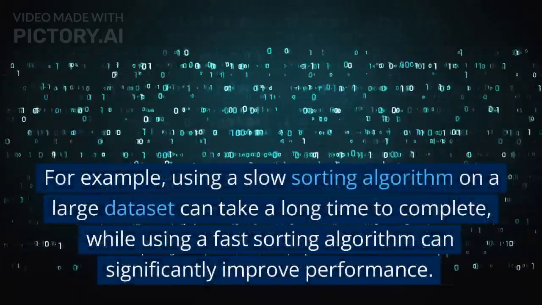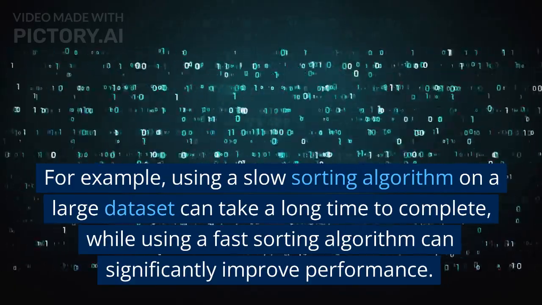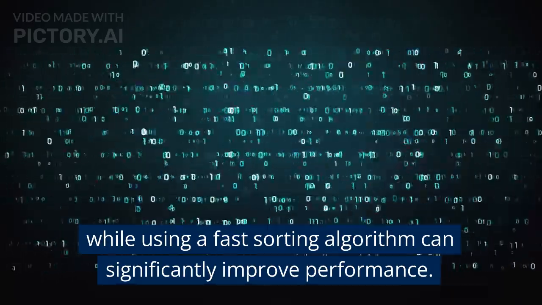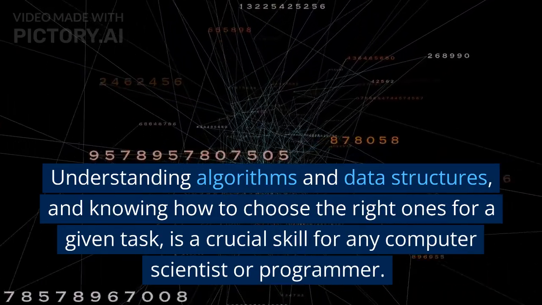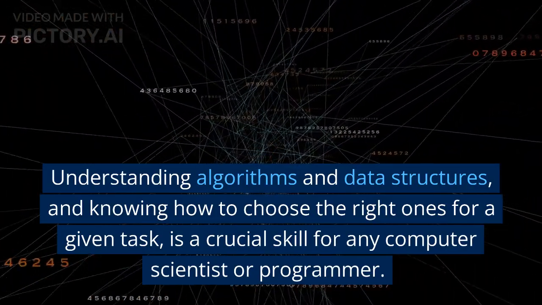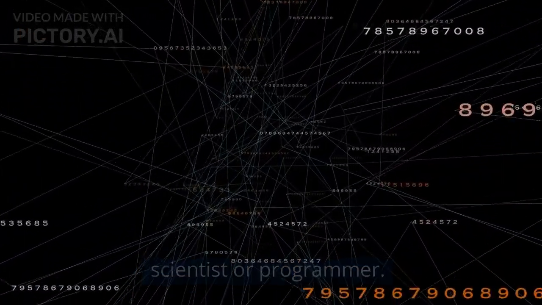For example, using a slow sorting algorithm on a large dataset can take a long time to complete, while using a fast sorting algorithm can significantly improve performance. Understanding algorithms and data structures, and knowing how to choose the right ones for a given task, is a crucial skill for any computer scientist or programmer.